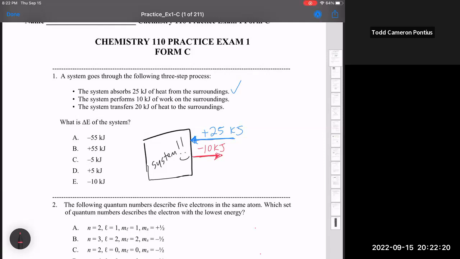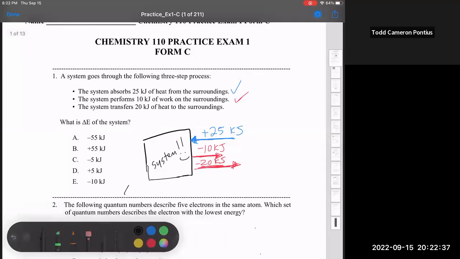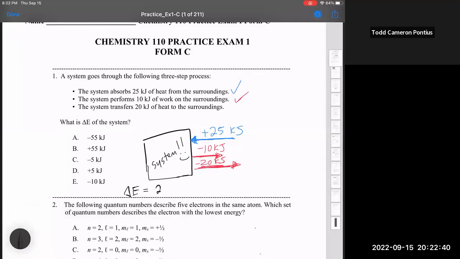And then finally, check. Then finally, the system transfers 20 kilojoules of heat to the surroundings. Okay, so you have another arrow facing out, and it's going to be negative 20 kilojoules. So the overall delta E of this is going to equal 25 kilojoules plus negative 10 kilojoules plus negative 20 kilojoules, which equals negative 5 kilojoules total. Our choice, C. Okay. 1 down, 29 to go. Let's do this.